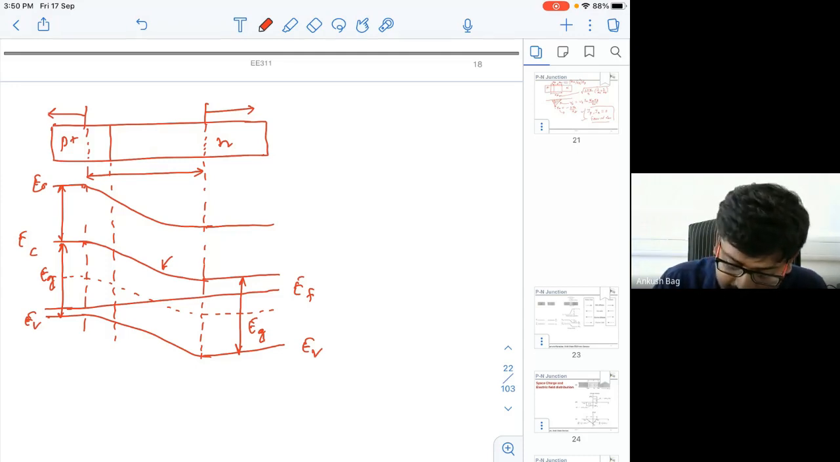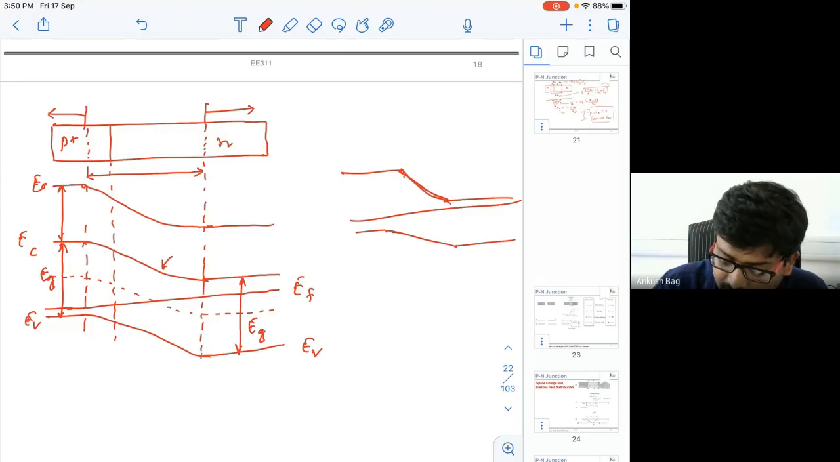The answer to this question is that the variation will be parabolic. Sometimes we draw straight lines coming from your P side to N side, and we consider this slope constant. But remember, these energy levels are the potential of electrons. So what is this energy level? This is in electron volts.